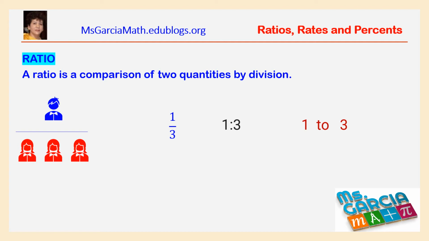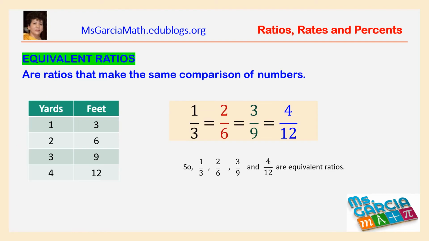A ratio is a comparison of two quantities by division. For example, if there is 1 boy and 3 girls, you could write the ratio as 1 divided by 3. For every 1 boy there are 3 girls.